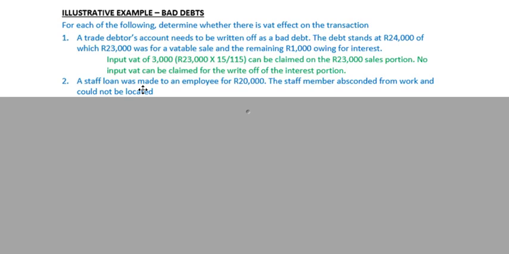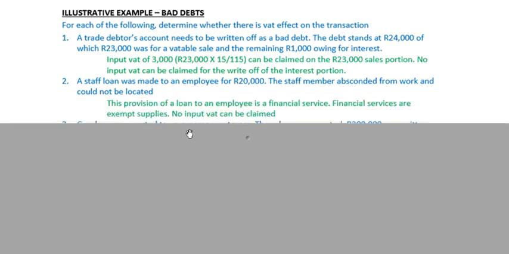Therefore, when you write off the staff loan, because it was a financial service upon which there was no VAT charge, because it was an exempt supply, no input VAT may be claimed on the supply of an exempt supply. So no VAT input can be claimed.